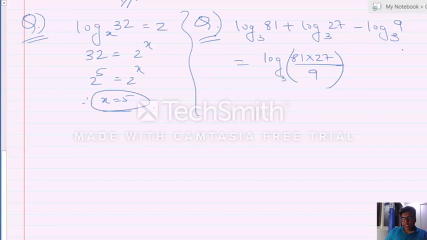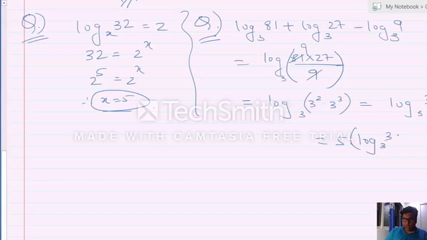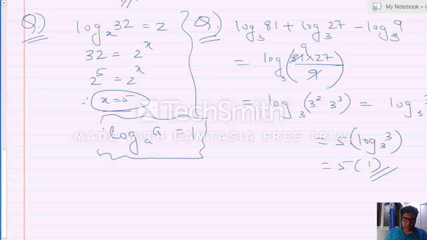Why? First thing, all the bases are the same. Whatever is added gets multiplied, whatever is subtracted gets divided. So this becomes a log of 81 into 27 upon 9, right? So this can be further written as 3 square into 3 cube to the base 3. That is nothing but log of 3 raised to 5 to the base 3. That is 5 times log 3 to the base 3. Now we know that log 3 to the base 3 is 1. I hope that part is understood, that log of a number to the same base is always 1. I hope everyone knows this very well. If I have skipped this, I'm doing it right now.